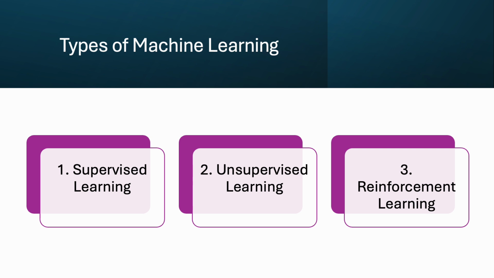Number 2 is unsupervised learning. Here, the model works with unlabeled data and tries to find patterns or groupings on its own. And finally, number 3 is reinforcement learning. In this type, the model learns by interacting with an environment and receiving rewards or penalties for its actions. Each type has its own unique applications, which we will explore next.